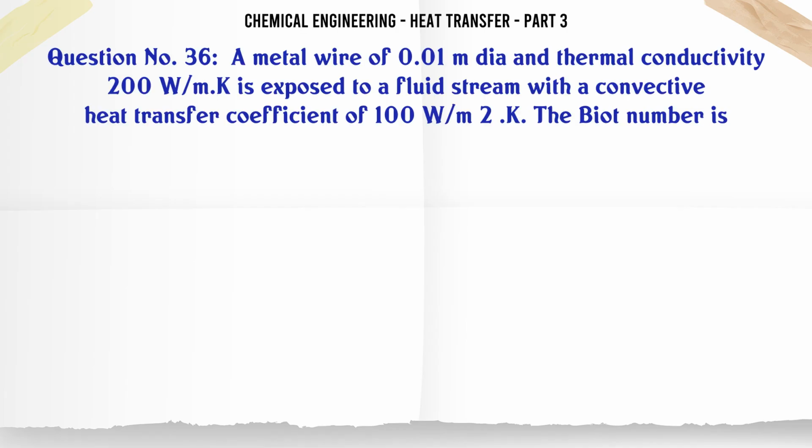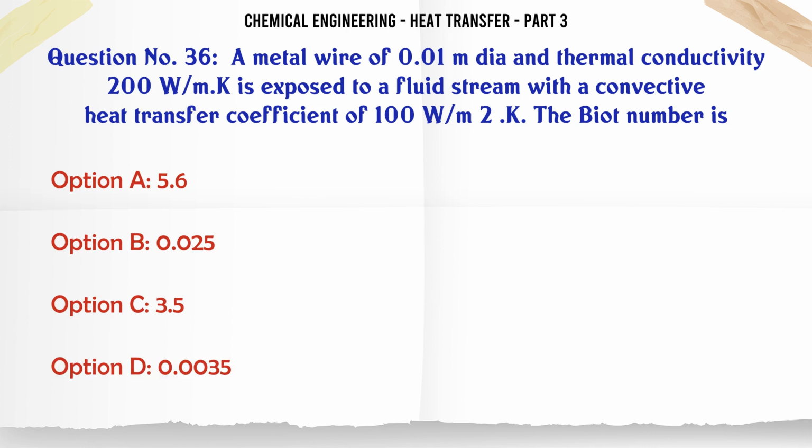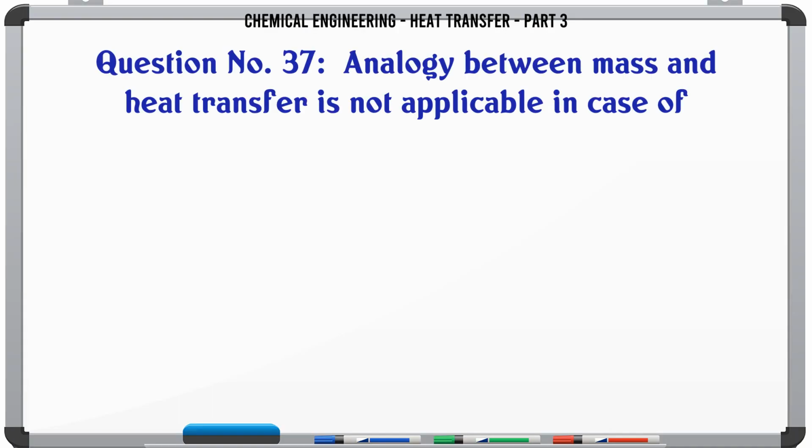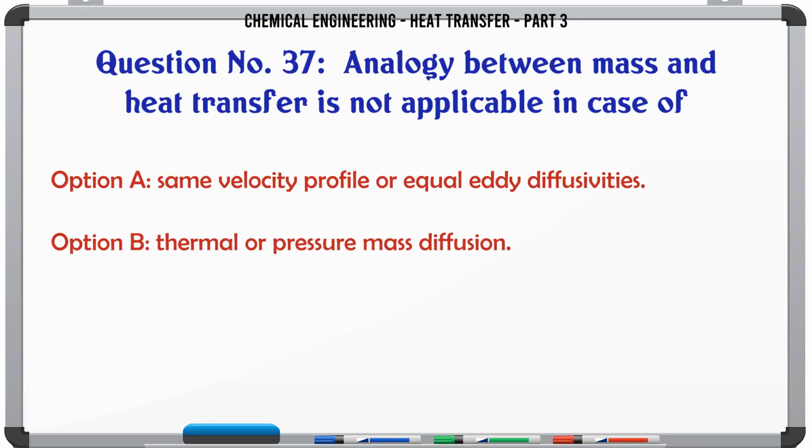A metal wire of 0.01 m diameter and thermal conductivity 200 W/m.K is exposed to a fluid stream with a convective heat transfer coefficient of 100 W/m2.K. The Biot number is A. 5.6, B. 0.025, C. 3.5, D. 0.0035. The correct answer is 0.025.